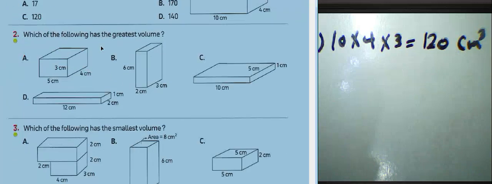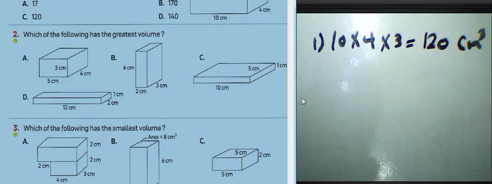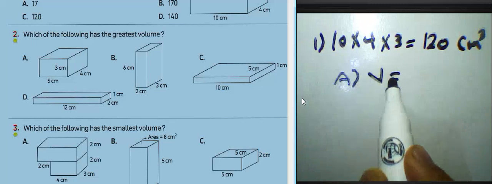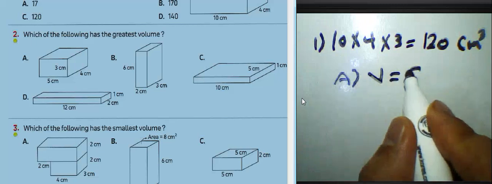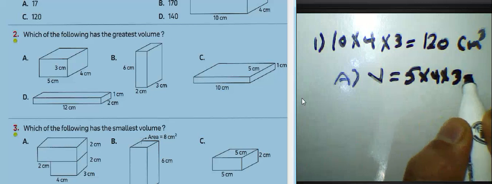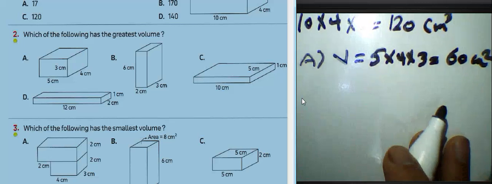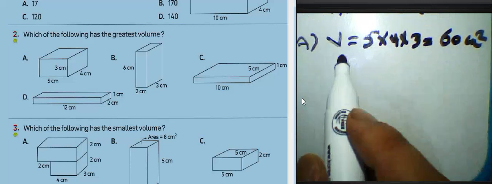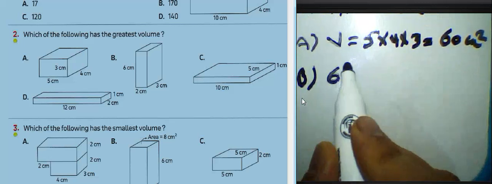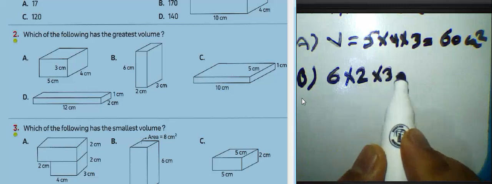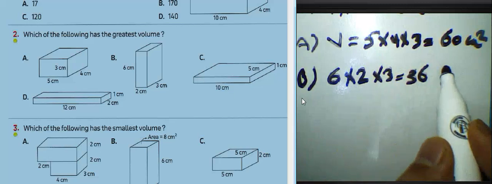Which of the following has the greatest volume? We can find the volume of each one here by multiplication of length and width and height. Letter A. The volume will be what? 5 times 4 times 3. 4 times 5, 20 times 3 equals 60. 60 cubic centimeter. And letter B, 6 times 2 times 3 equals 36 cubic centimeter.